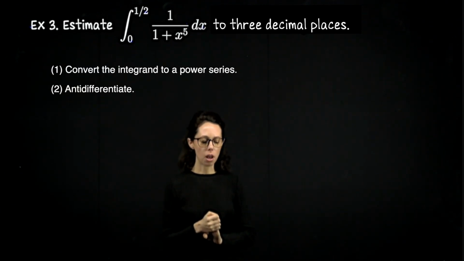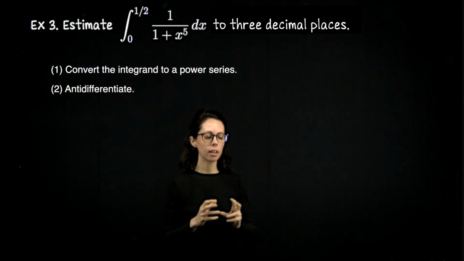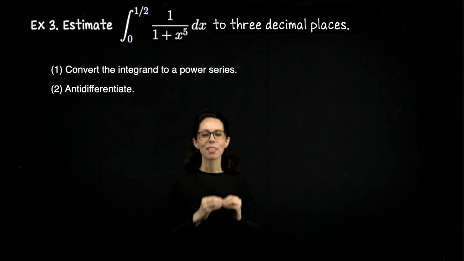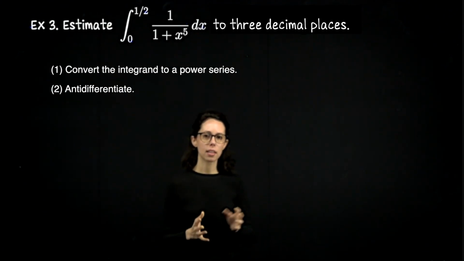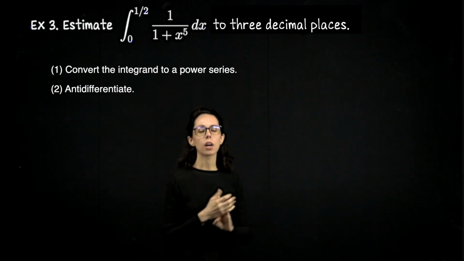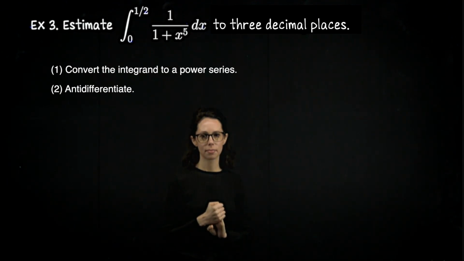So I would like for you to pause and work out the conversion of the integrand to a power series and then the anti-differentiation. Then we will evaluate the power series at the top and bottom bounds to the best of our abilities, and then I'll talk through this estimation process.